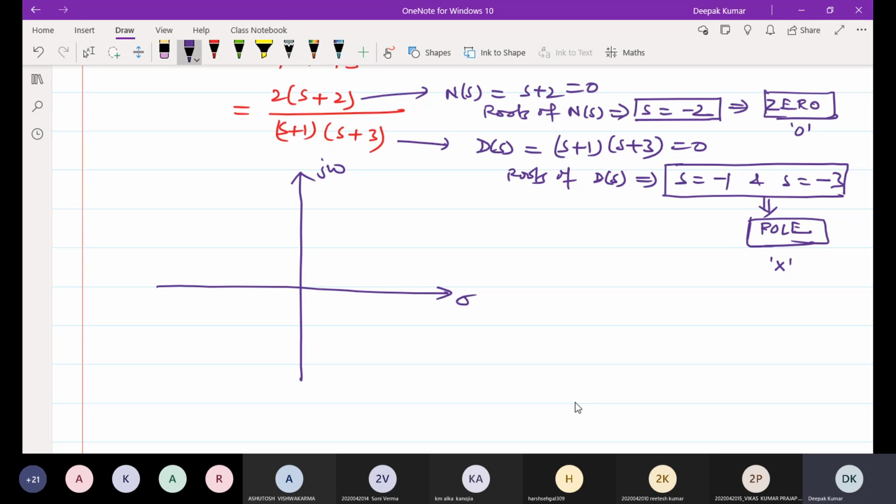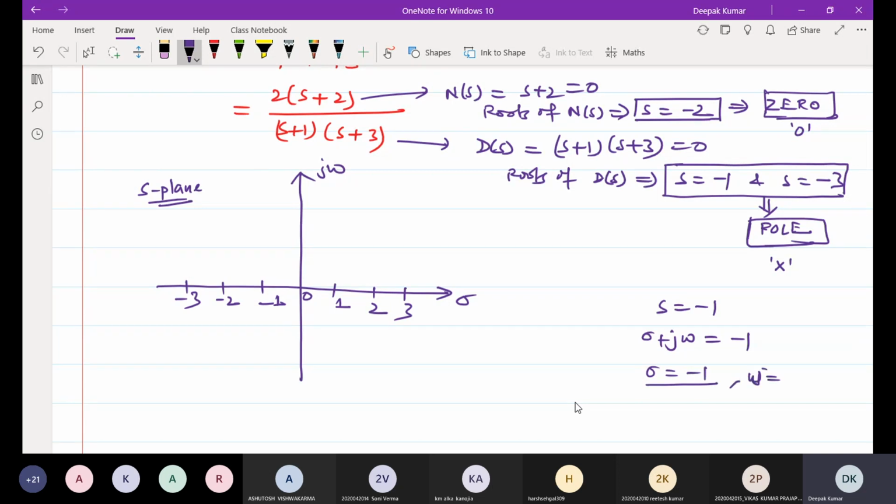So here you can see s equal to minus 1 and s equal to minus 3 are the poles. Suppose in this complex plane, the S plane, the vertical axis is the imaginary axis and the horizontal axis is the real axis. This is 0, on this side 1, 2, 3, and on this side minus 1, minus 2, minus 3. So s is equal to minus 1 and minus 3. Here sigma is 0. s equal to minus 1 means sigma plus j omega is equal to minus 1. Here you can see no imaginary term is present, so sigma is equal to minus 1 and omega is equal to 0.